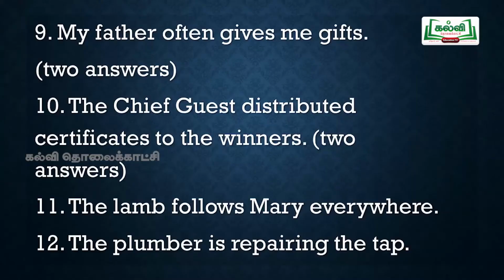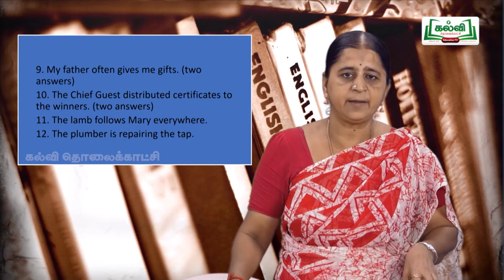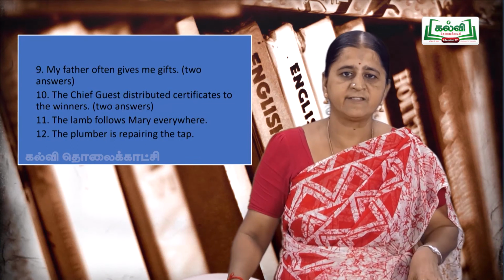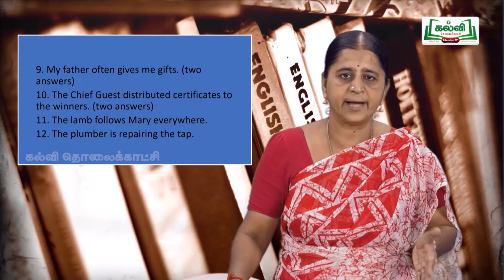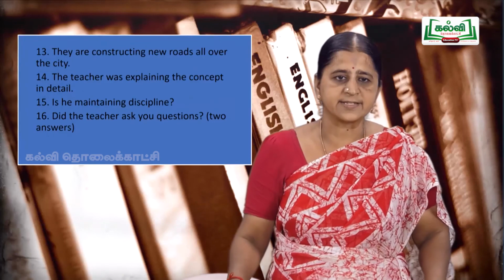The plumber is repairing the tap. The plumber is repairing what? The tap. So, this is of the present continuous tense. Is repairing, present continuous tense. So, the plumber is repairing what? The tap. The tap, singular, is, because it is present continuous, you use being. The tap is being repaired, R-E-P-A-I-R-E-D, is being repaired by whom? By the plumber.